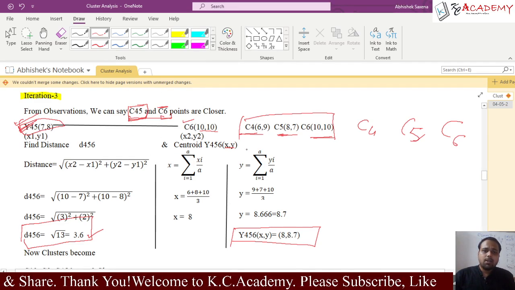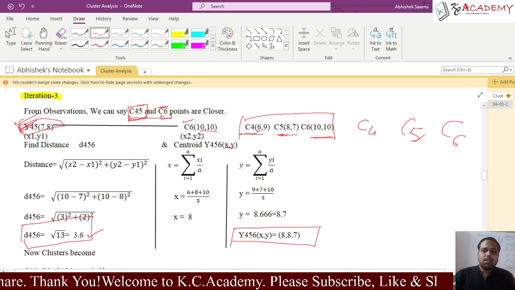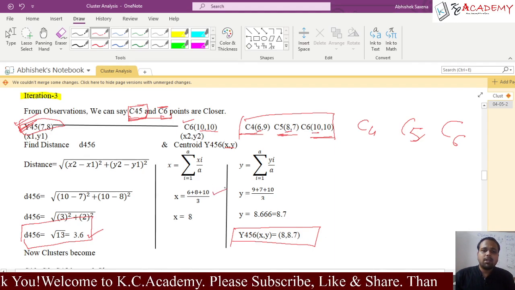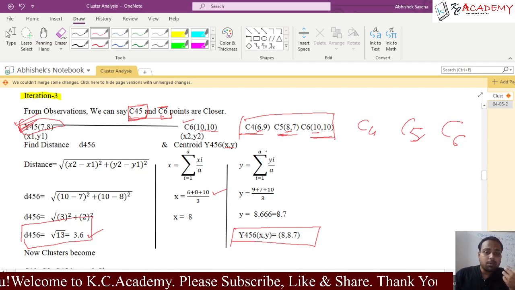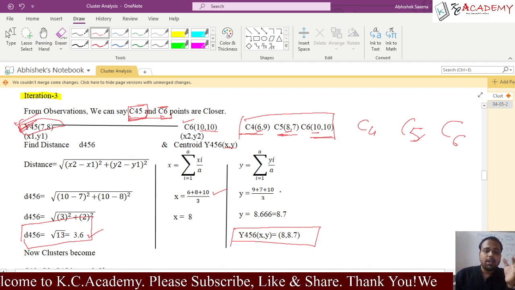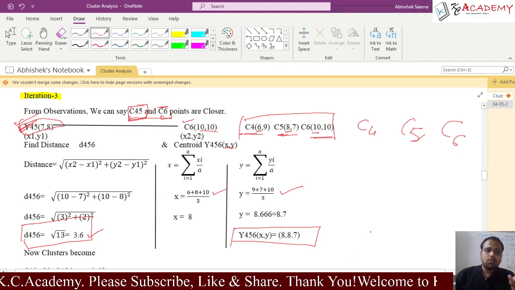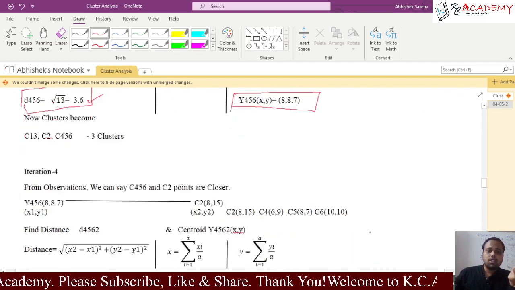See here, once again: it is 6, 8 and 10. So 6 plus 8 plus 10 divided by 3. Why are we dividing by 3? Because there are 3 points. Again for y, that is 9 plus 7 plus 10 divided by 3. In that way we can calculate. So this is iteration 3. Then similarly you can do iteration 4.